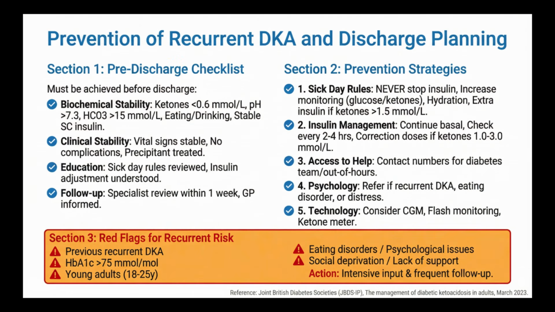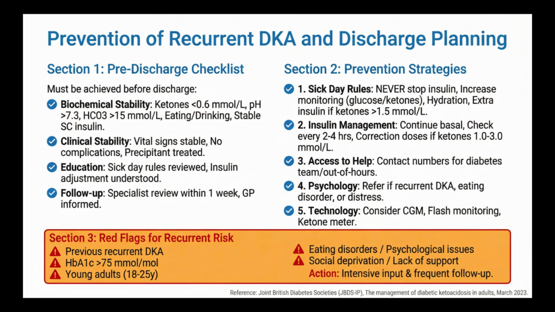Before discharge, our goal is not only biochemical resolution, it is preventing the next episode of DKA. According to the Joint British Diabetes Society's guideline, every patient must complete a structured pre-discharge checklist. Pre-discharge criteria: first, there must be biochemical stability. Blood ketones below 0.6, venous pH above 7.3, bicarbonate above 15, the patient eating and drinking, and stable on subcutaneous insulin. Second, clinical stability: normal vital signs, no active complications, and the precipitating cause treated.